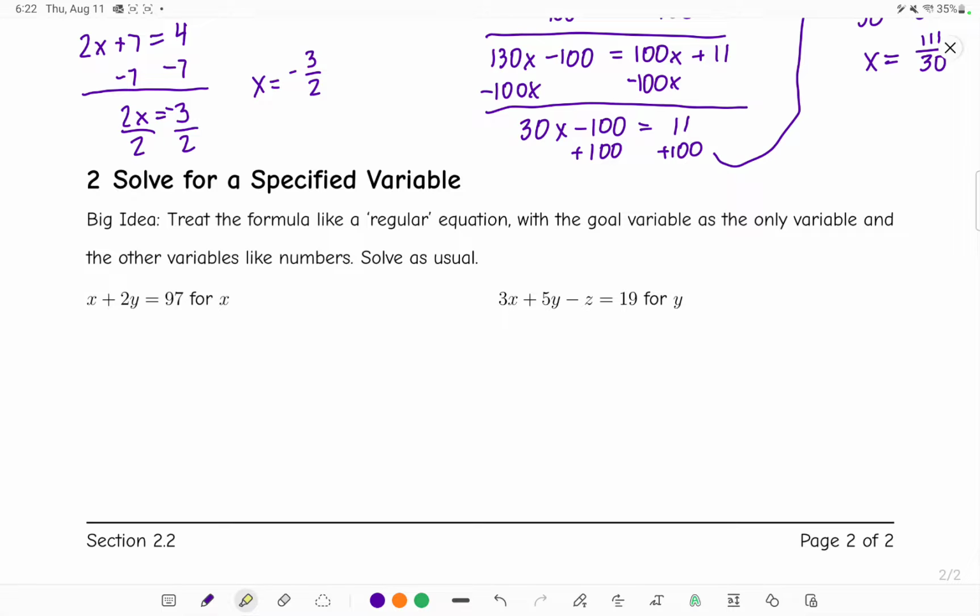So for this one, we have x plus 2y equals 97, and we're solving for x. So that means we want to get x by itself. So in order to get x by itself, I need to cancel out the 2y. So to cancel out the 2y, I subtract 2y from both sides. Then we get x equals 97 minus 2y. And x is by itself, so we're good.